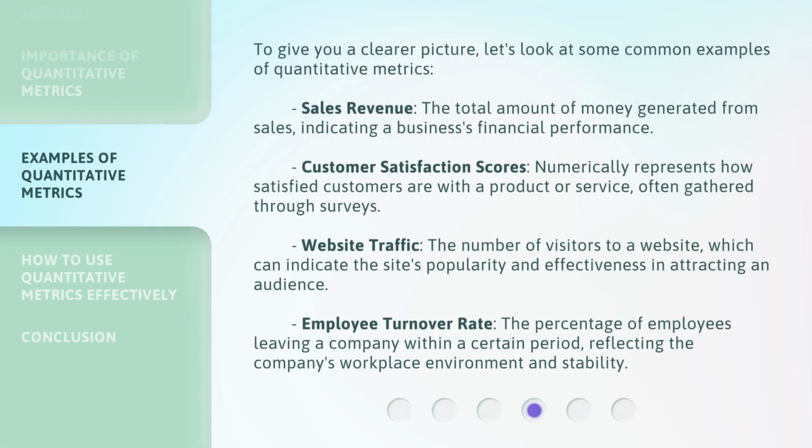To give you a clearer picture, let's look at some common examples of quantitative metrics. Sales revenue: the total amount of money generated from sales, indicating a business's financial performance. Customer satisfaction scores: numerically represents how satisfied customers are with a product or service, often gathered through surveys.